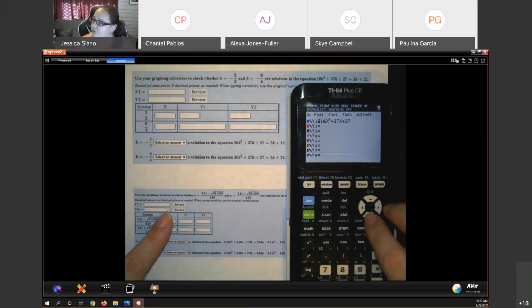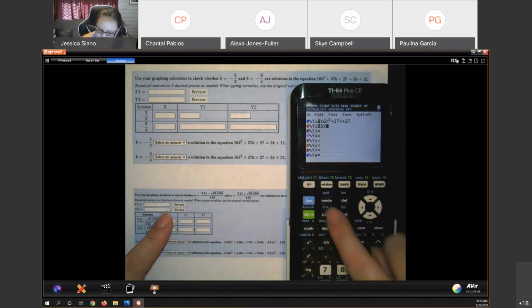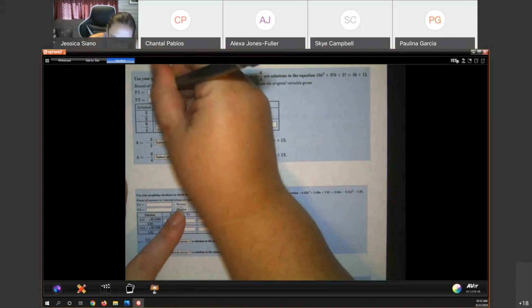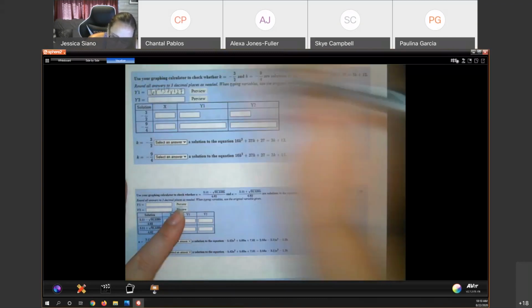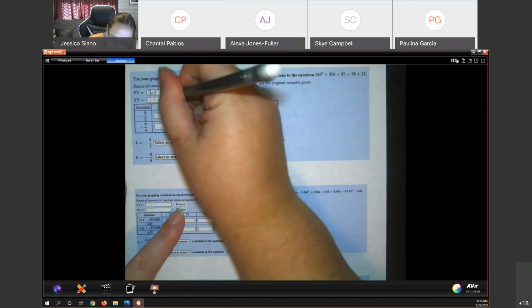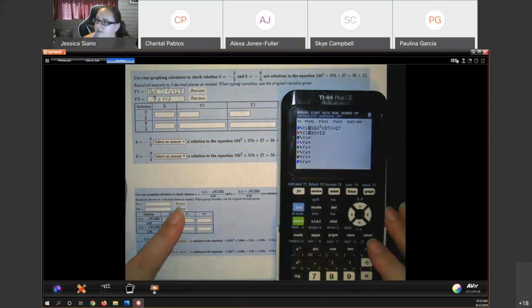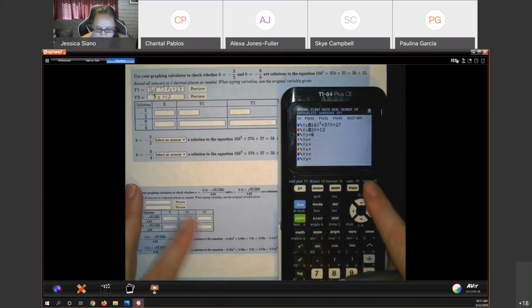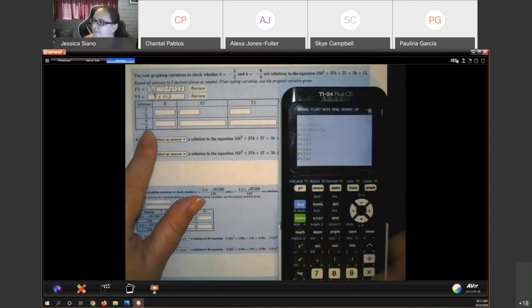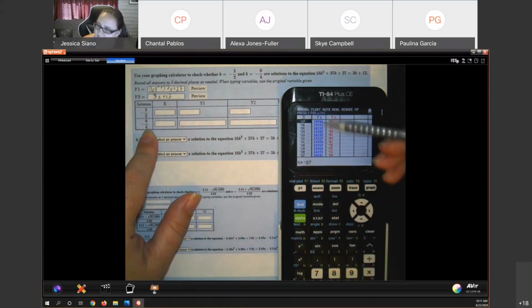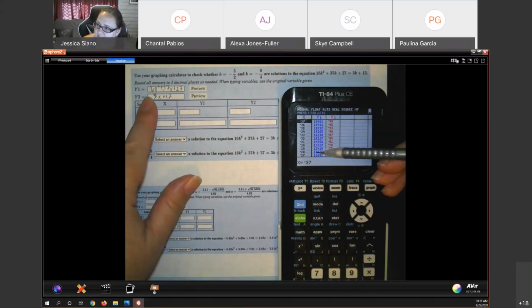And then in Y2, you put the right side. So 3x plus 12. So we're going to put that up here. In Y1, we put 16x squared plus 37x plus 27. And in Y2, we put 3x plus 12. Okay. So now, if we go to the table, which is what we want, it's going to pull up a table with x's and y's, where these are the x's, and then this is y1. So this is 16x squared plus 37x plus 27, and this is 3x plus 12.